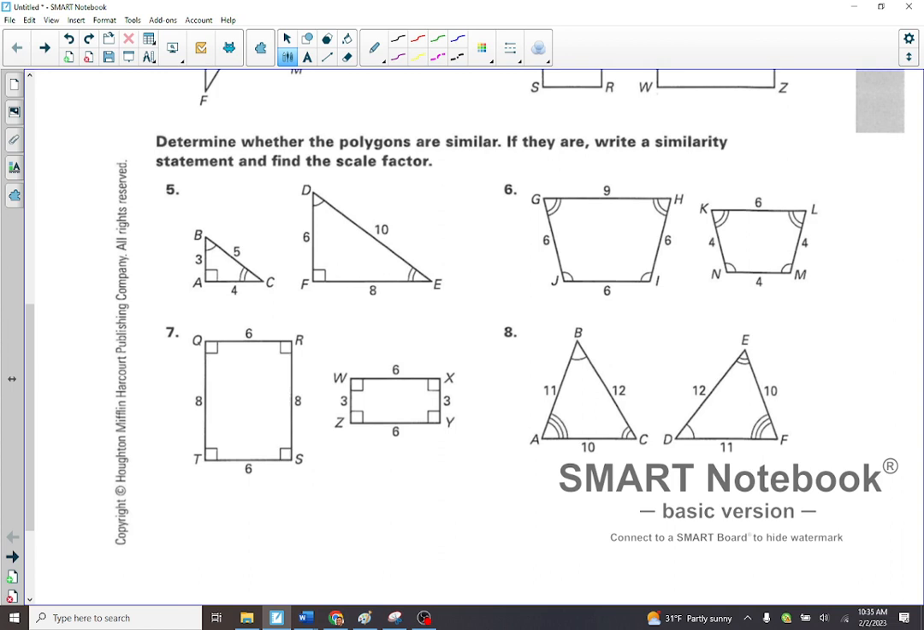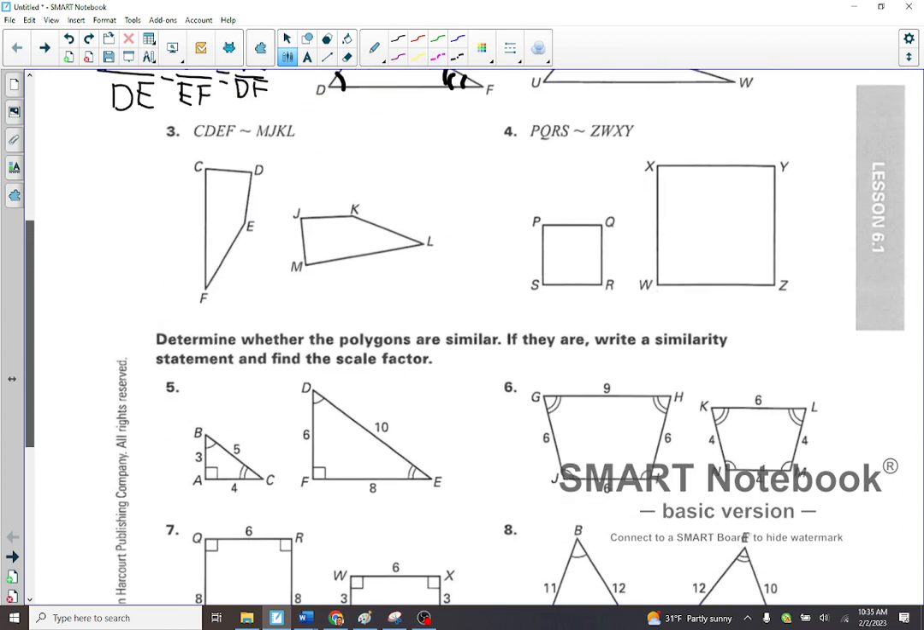When I ask for the scale factor, wait, why did we just skip over 3 and 4? Because they're... Can we just do 3? Because it's a little confusing just to shape.